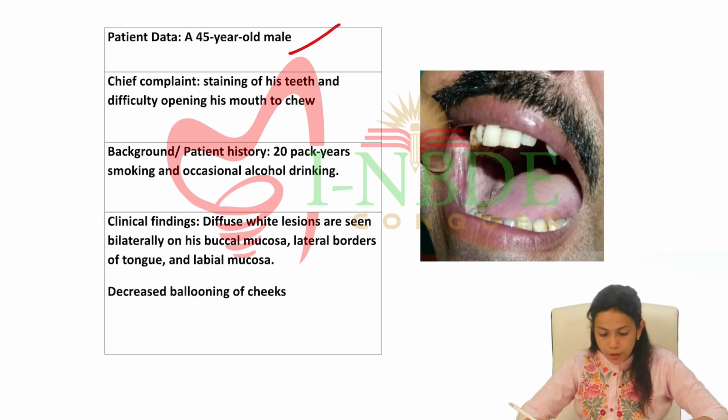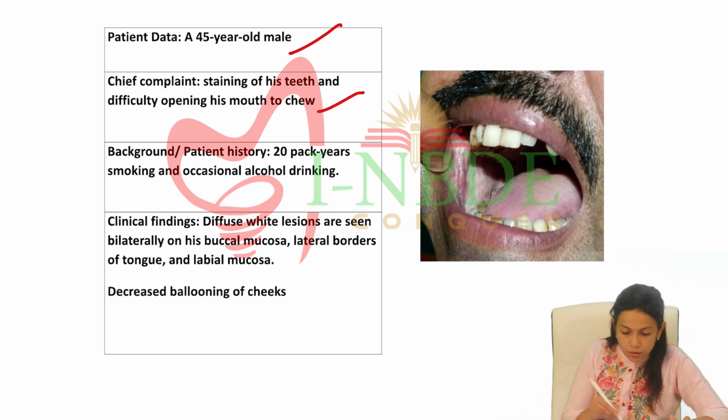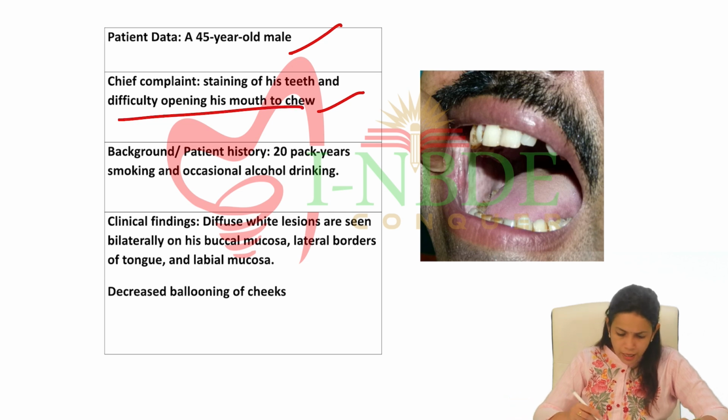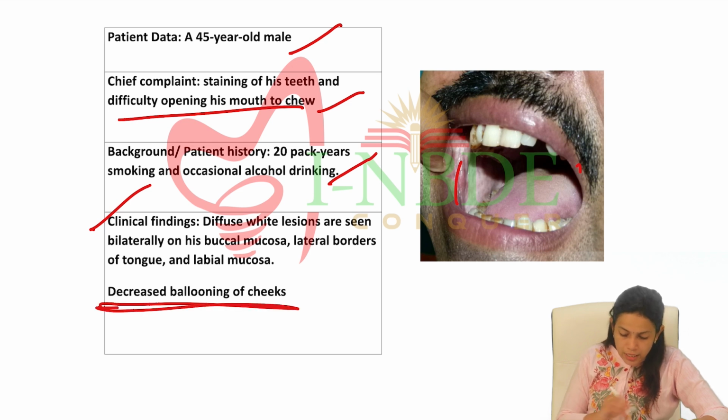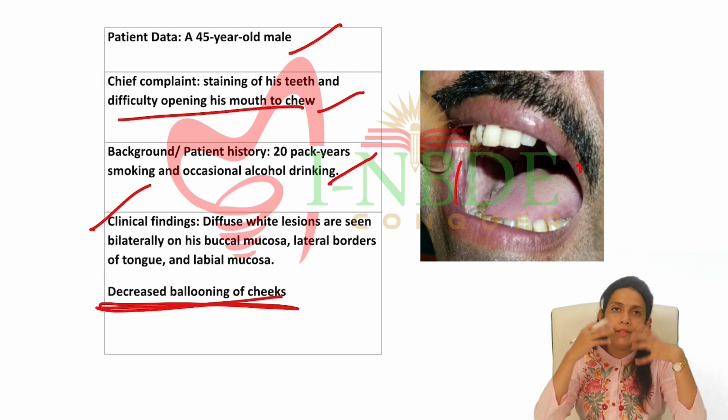Here is a 45-year-old male, chief complaint of difficulty in opening the mouth. Why is there a difficulty? And he has smoking and alcohol habits. Clinical findings are diffuse white lesions, as you can see in the buccal mucosa, lateral borders of the tongue and the labial mucosa, and decreased ballooning of the cheek. So the patient is not able to balloon. So there is some fibrosis there.